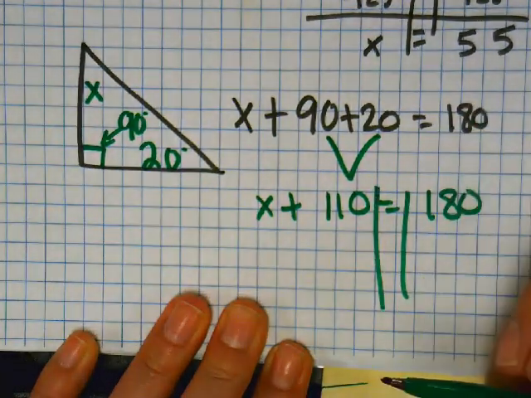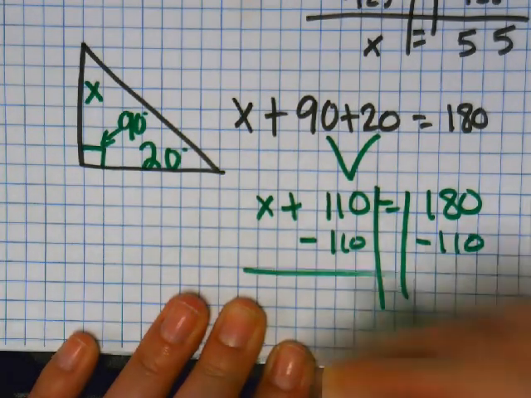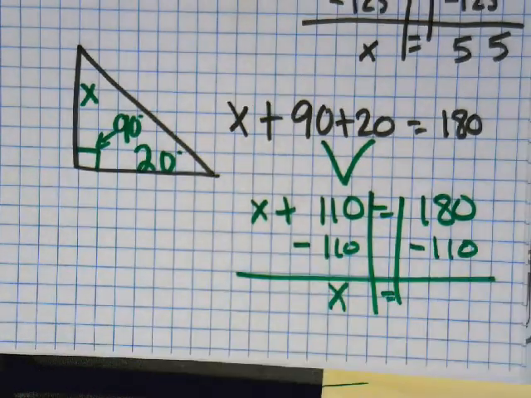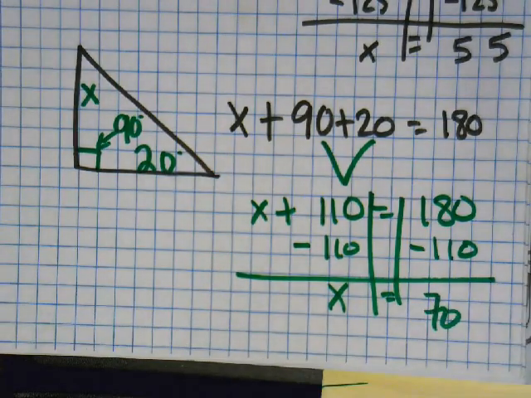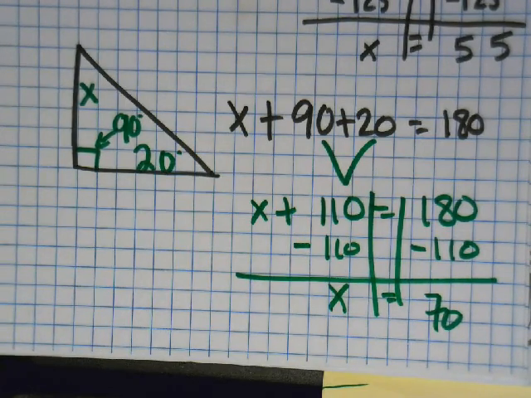Now, draw my bars. How do I move the 110? Minus 110. And what is x equal to? 70. Now, the last triangle was called an acute triangle because all of the angles were acute. What do you think we call this triangle? All right. You see this 90-degree angle, a right angle? So if you have one right angle in a triangle, the whole thing is called a right triangle.